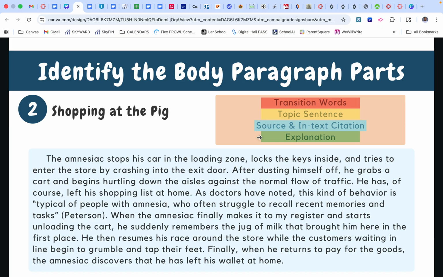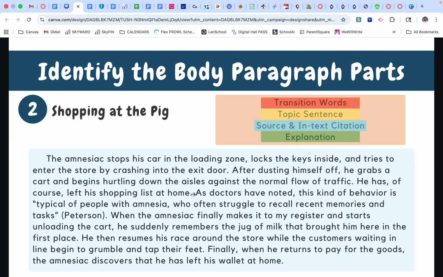So the reading says, the amnesiac stops his car in the loading zone, locks the keys inside, and tries to enter the store by crashing into the next exit door. So we know right then and there that the person's first going to talk about the amnesiac that they referenced in the introduction paragraph. After dusting himself off, he grabs a cart and begins hurtling down the aisles against the normal flow of traffic. He has, of course, left his shopping list at home.